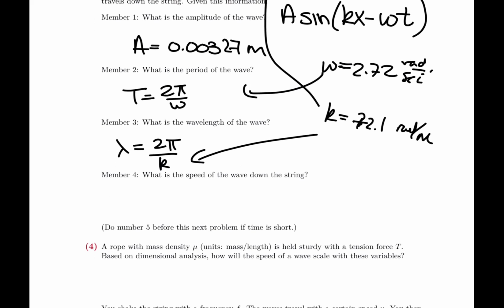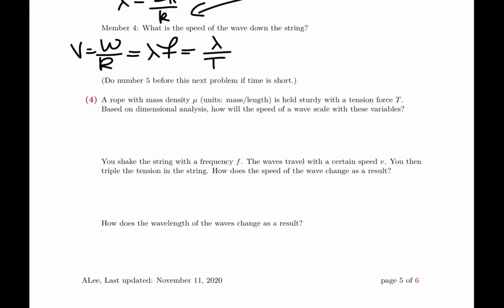The wave speed, I derived in lecture to just be omega over k. You can show yourself that you can also write it as lambda times the regular frequency if you wanted to. But in this case, we know omega, we know k. Or you can also write this as lambda over the period if you want, if that's easier too. So you know enough on the right-hand side that you can figure out the velocity.